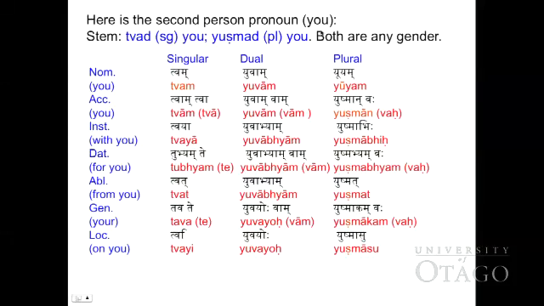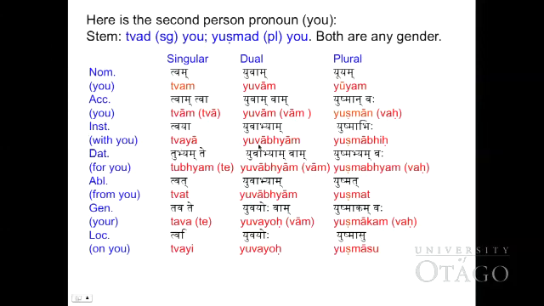Here is the second person pronoun you. Tvat, singular, you. Yusmat, plural, you. Both are any gender. As you see, the declension of the second person is tvam, yuvam, yuyam, nominative. Accusative: tvam, yuvam, yusman, or tva, vam, vah.